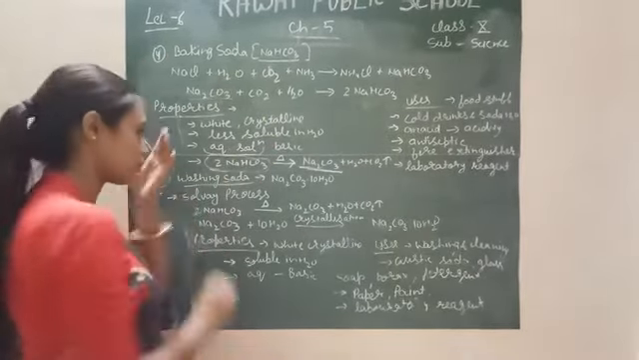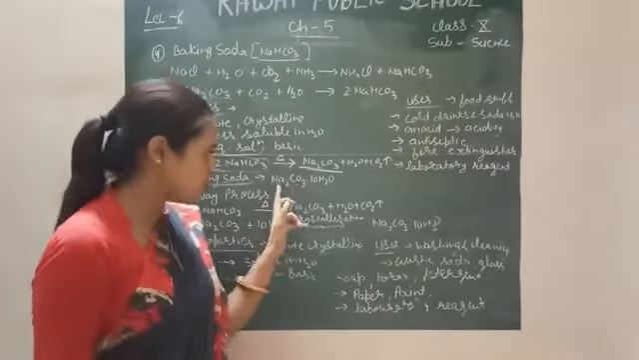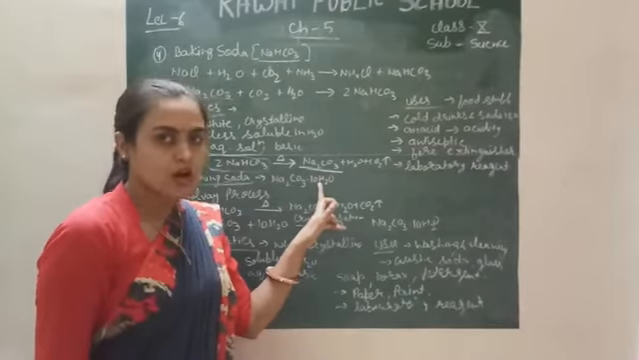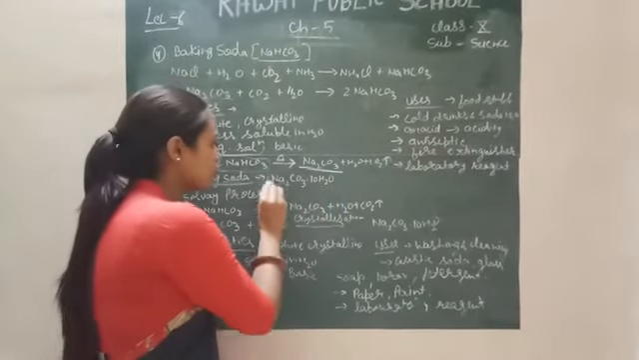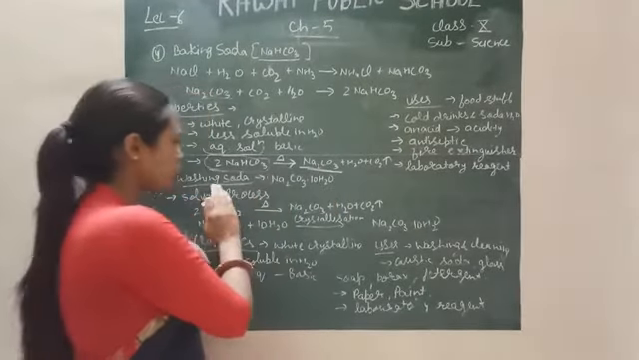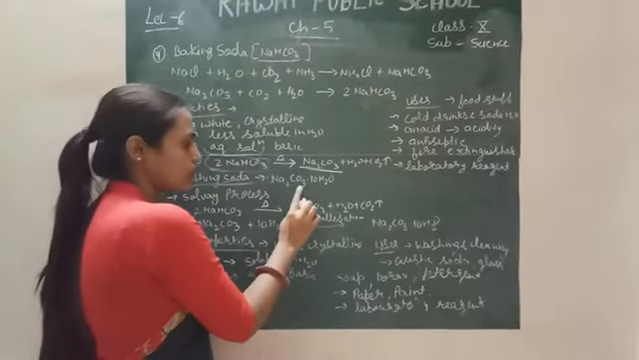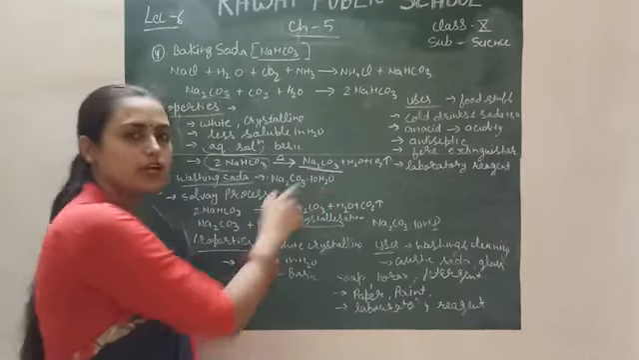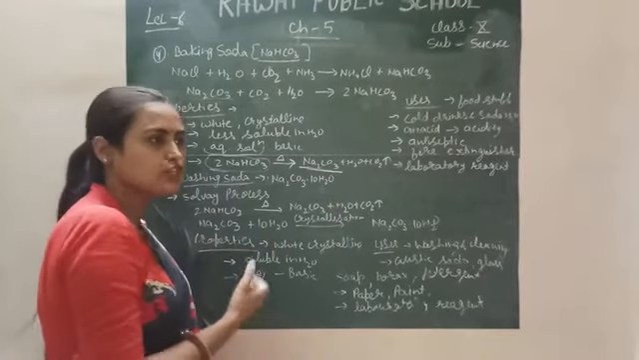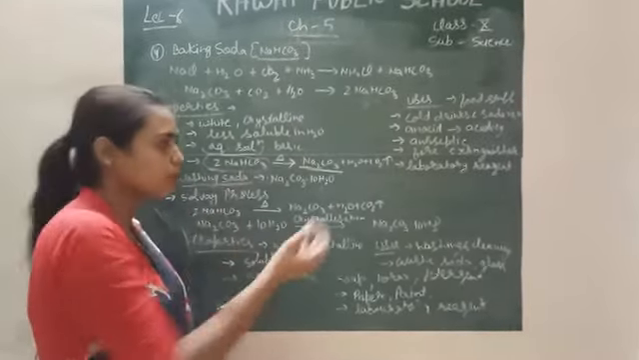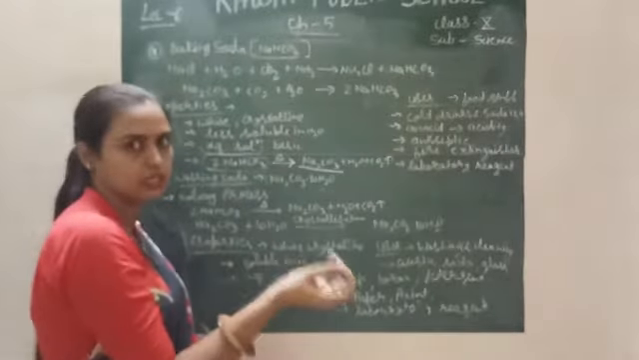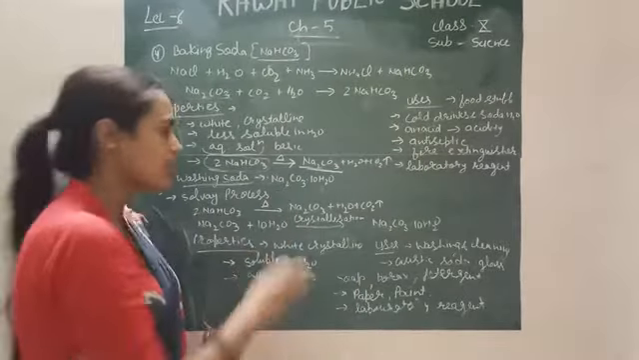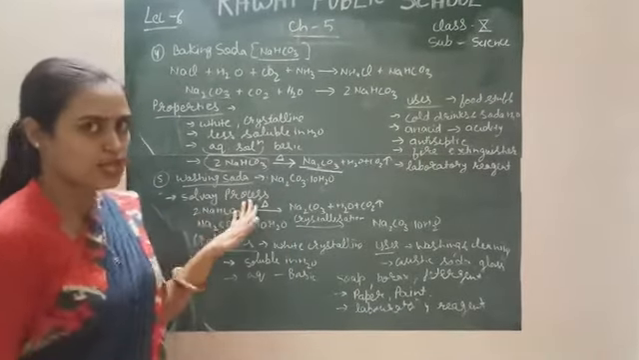Next is washing soda. Washing soda is also called sodium carbonate with 10 molecules of water. In washing soda, 1 molecule of sodium carbonate is crystallized with 10 molecules of water. This reaction is called a crystallization reaction, in which a number of water molecules are attached to a chemical. So this is made after the crystallization reaction or the Solvay process.